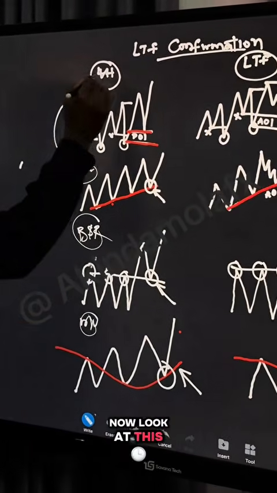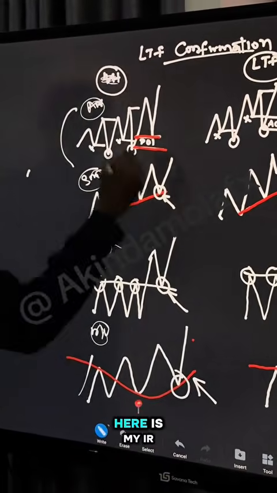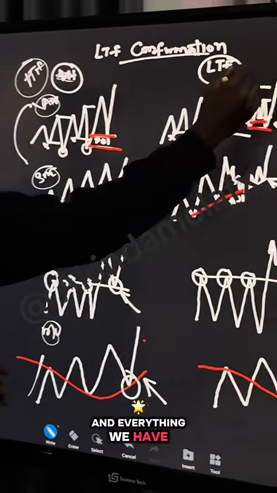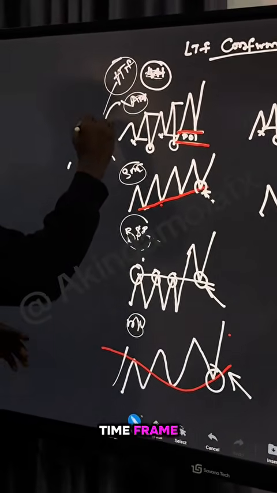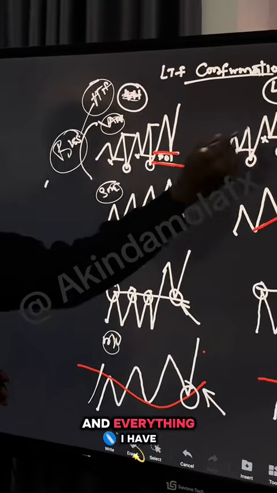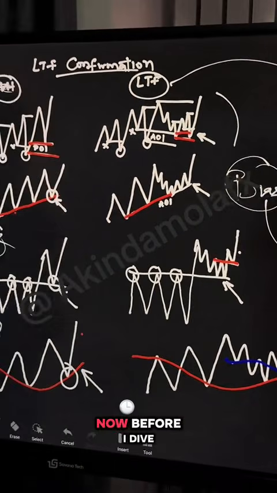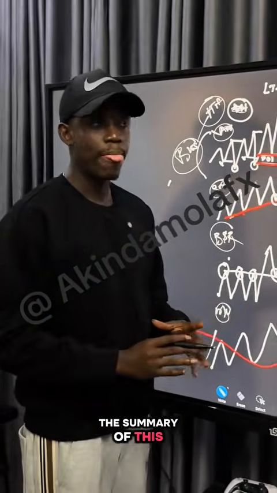Now look at this. Everything that we have here is my higher time frame. And everything we have here is the lower time frame. Everything I have here is my bias time frame. And everything I have here is my confirmation time frame. Now, before I dive into this, let me explain what it's all about, the summary of this.